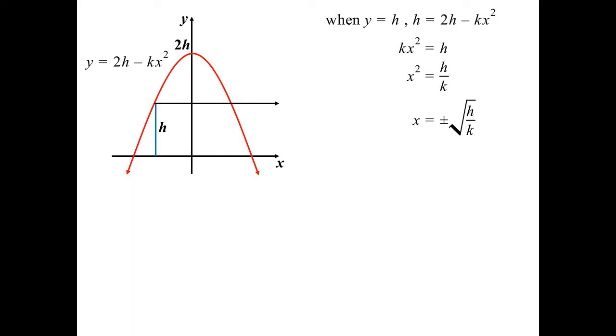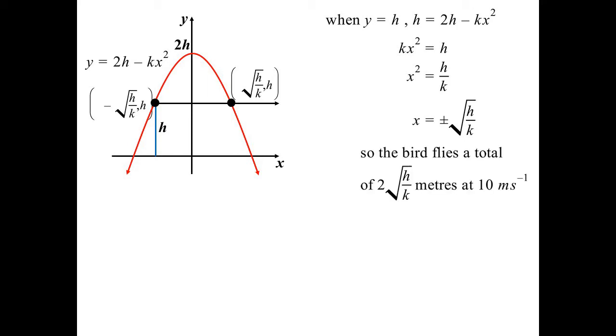Solving that, I now get the x coordinates for the pole, but also for where it hits the bird. So plus or minus root h on k. That point there, where the bird was, would be minus root h on k, and where the stone hits the bird will be root h on k. So the bird ends up flying a total of 2 root h on k meters at 10 meters per second. Time we know is equal to distance over speed. So I now know that the bird is in flight for 1/5 root h on k.